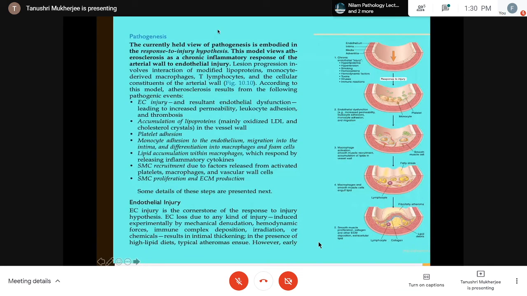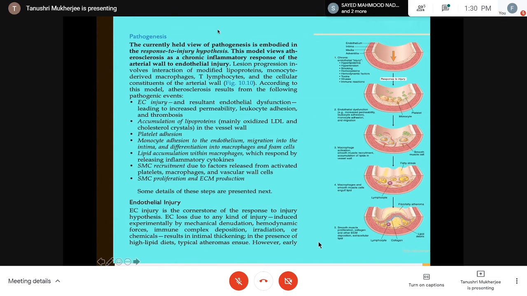The most popular hypothesis is the response to injury hypothesis. It's a chronic inflammatory response of the arterial wall to endothelial injury. So there's an endothelial cell injury, with resultant endothelial dysfunction leading to increased permeability, leukocyte adhesion and thrombosis, and accumulation of lipoproteins, mainly oxidized low-density lipoproteins and cholesterol crystals in the vessel wall.